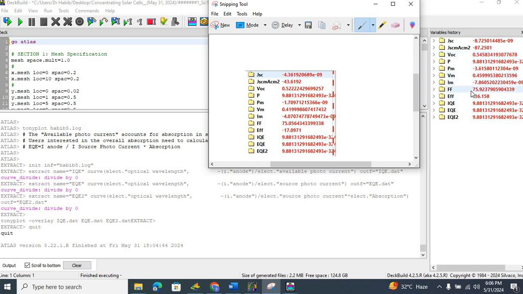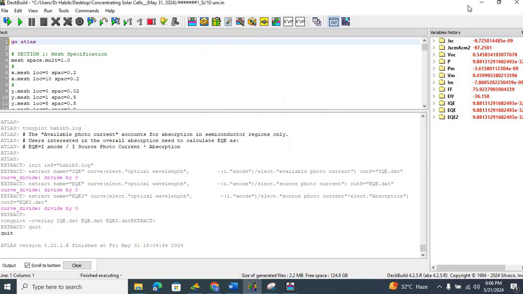Similarly, the fill factor has slightly increased as well, and the efficiency has increased from 17 to 36%, which is a big increase. So we see that in case of concentrator solar cells, these parameters improve, especially the short circuit current density and also the efficiency. The efficiency also almost doubles because the efficiency is proportional to the current density of the solar cell.